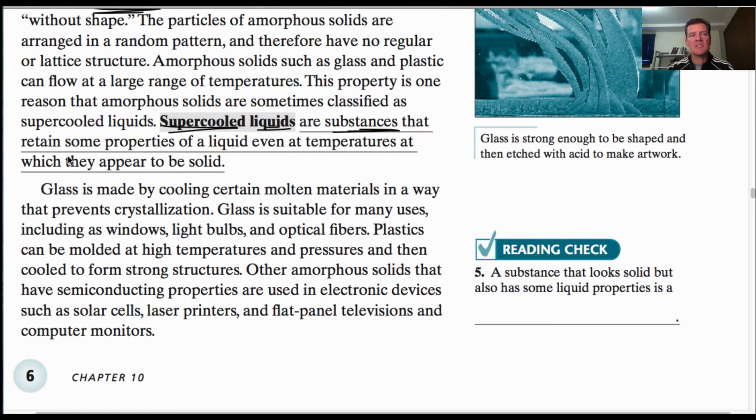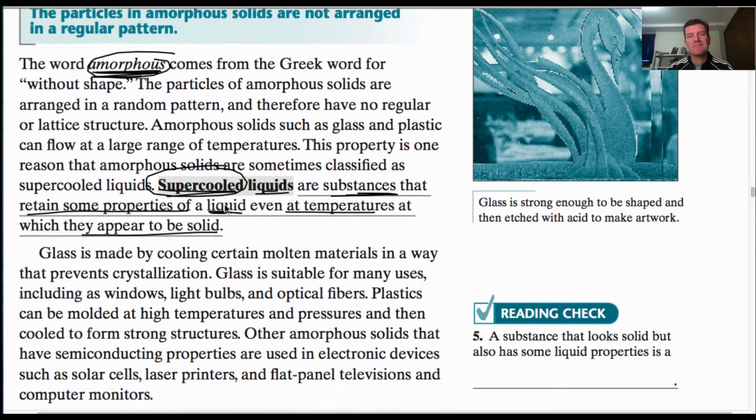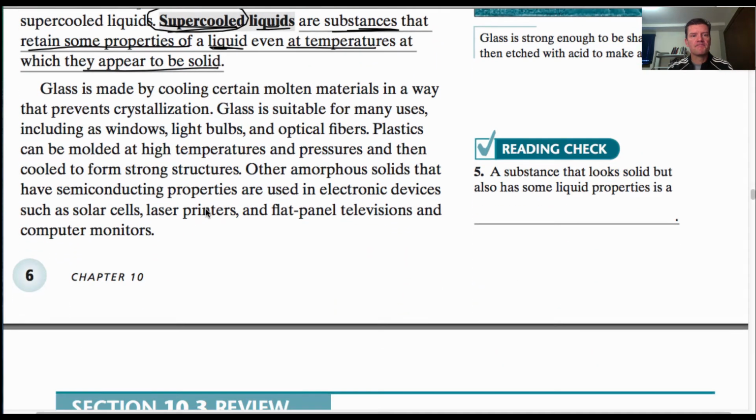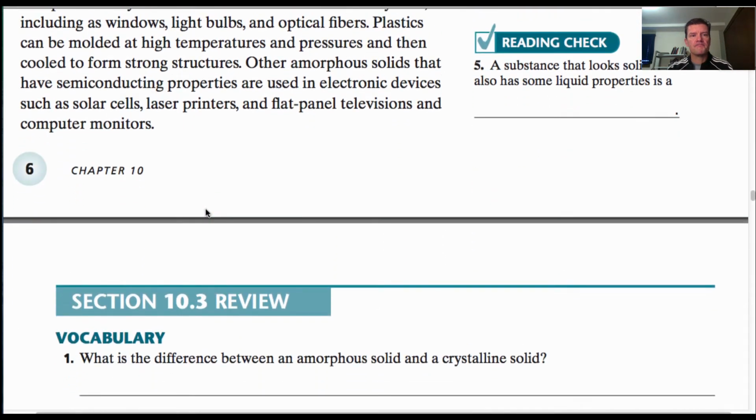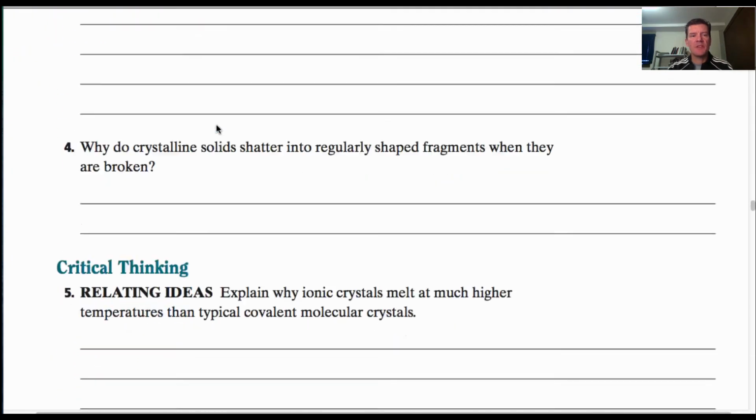It's a substance that retains some properties of a liquid even at temperatures at which they appear to be a solid. So glass and plastic are mentioned as being amorphous or supercooled liquids because maybe given enough time that glass or plastic can still flow and move, and the arrangement of the particles is very random. Okay? All right, that is 10.3. Took care of 10.3 there.